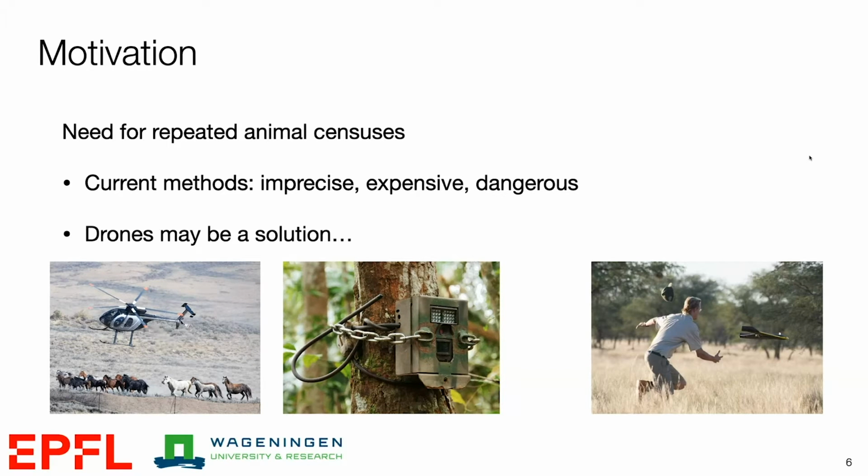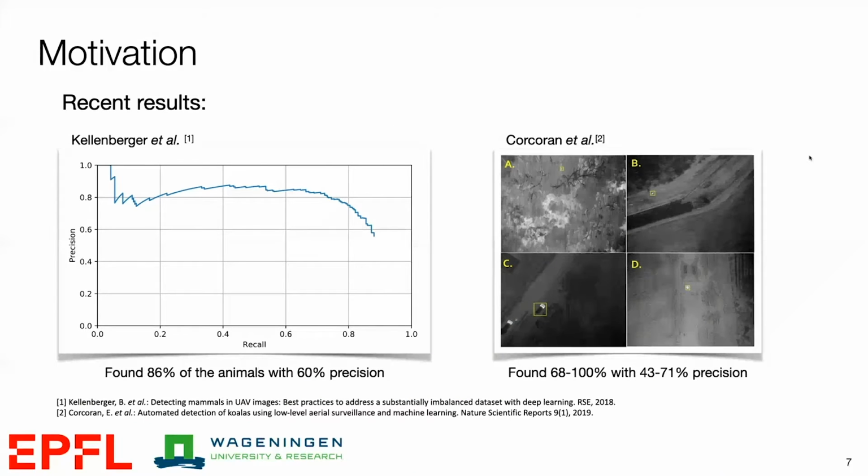So we might want to use drones instead, because drones provide you with high resolution aerial images. They are not so expensive, easy to deploy, and whenever a drone crashes, it's not a big deal, because animals are not going to be harmed either. And conservationists have indeed started to use drones for automated wildlife detection. And by automated, of course, I mean machine learning. And here are some recent results of that.